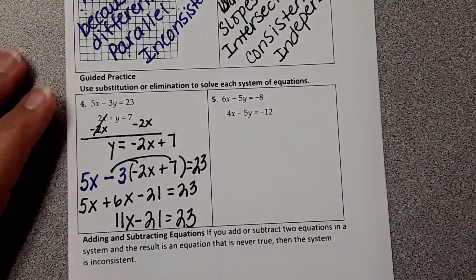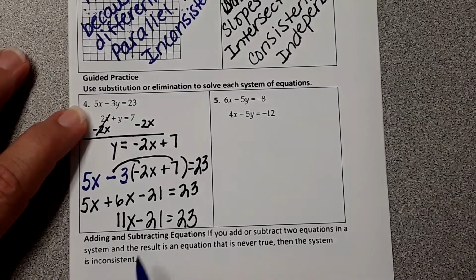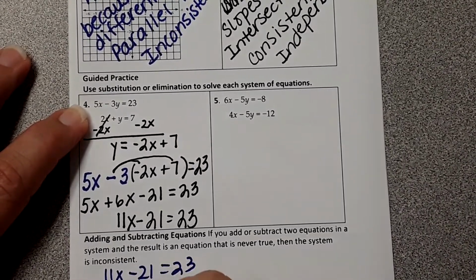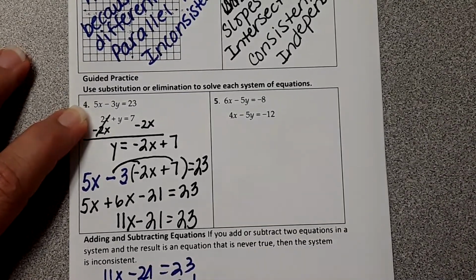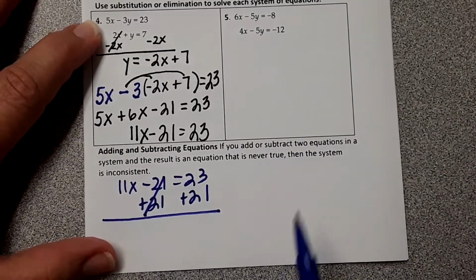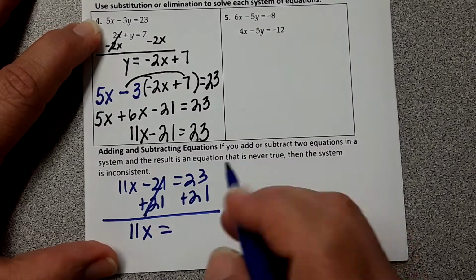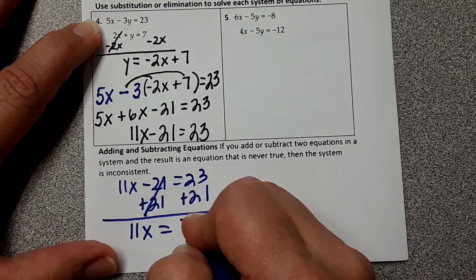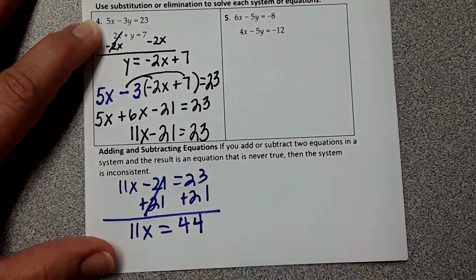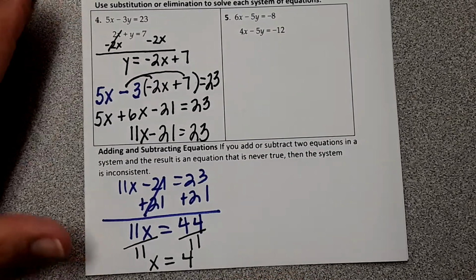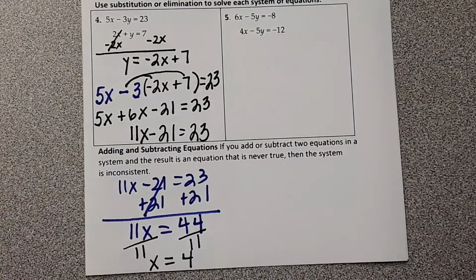Okay, now what am I going to do? I'm going to add the 21 to both sides. What is 21 plus 23? We all agree it's 44? Okay. And then what are we going to do? And what does x equal? That's what x equals.